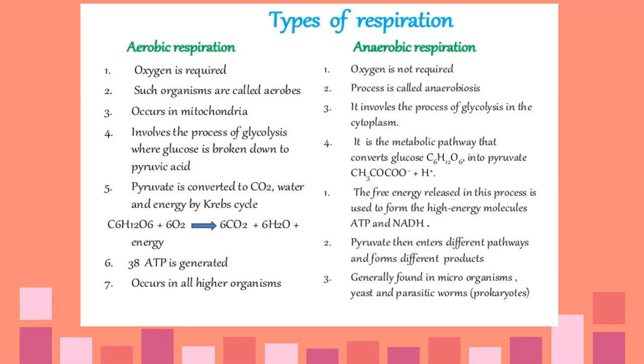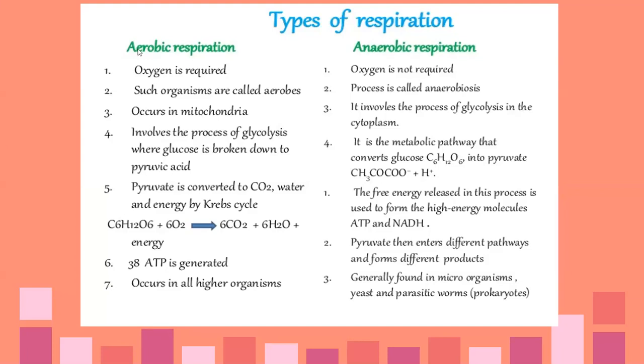It involves the process of glycolysis, that is the breakdown of glucose, where glucose is broken down into pyruvic acid. Pyruvic acid is the chemical compound that is formed when glucose is broken down. Pyruvic acid is further converted into carbon dioxide and water, and energy is released. This occurs in all higher organisms.